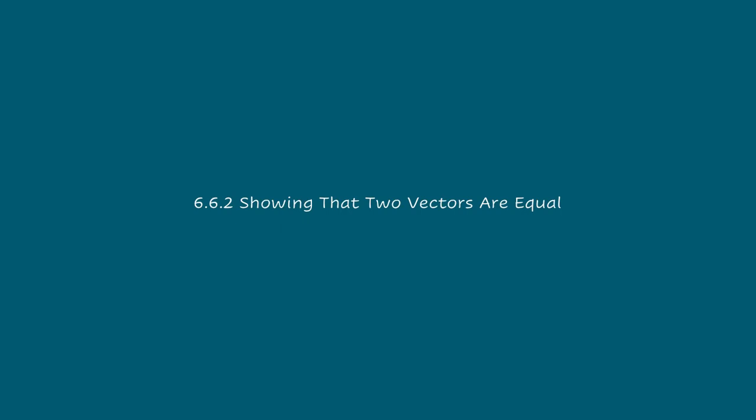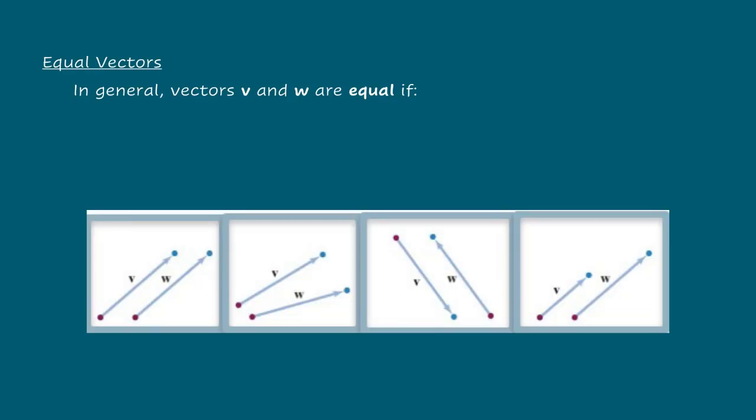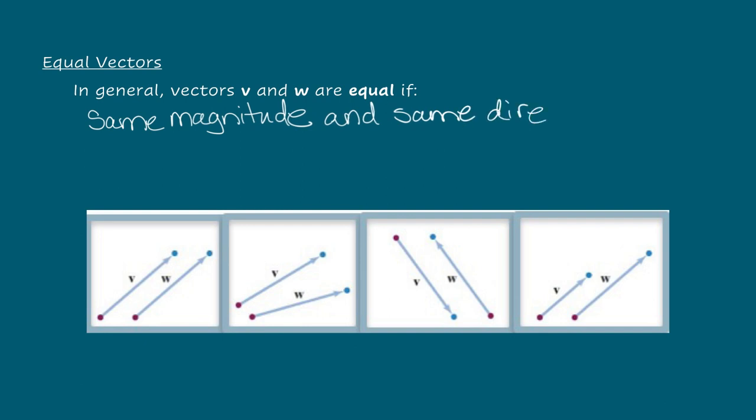In this video, we're going to show that two vectors are equal using their magnitude and their direction. In general, two vectors are equal if they have the same magnitude and the same direction. Basically, that means they have the same length and the same slope. So if v and w were our vectors, we would just say v equals w. No big mystery there.